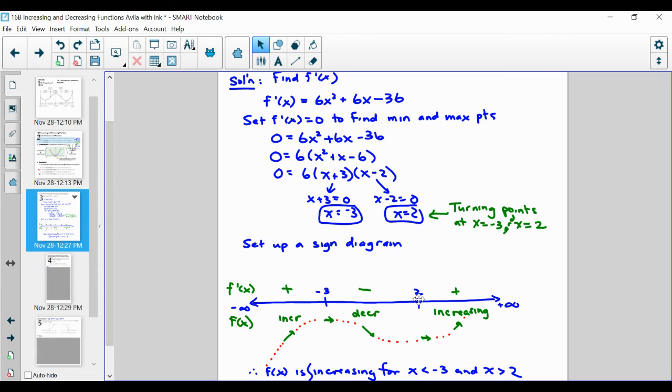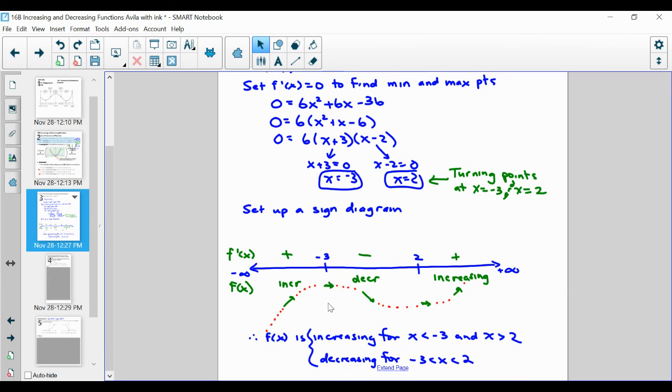Finally, I'm going to pick a number that's between 2 and positive infinity. It could be 3, it could be 5, it could be 100, doesn't matter. I'm going to pick 3 for ease of calculation. If I go back to my derivative, the 6 will always be positive. If I plug in 3 here, I'll get a positive value. And if I plug in 3 here, I'll get a positive value. So I'll have a positive times a positive times a positive, which will overall give me a positive derivative and therefore tell me that my function is increasing.